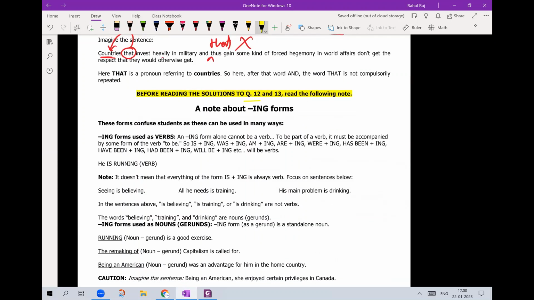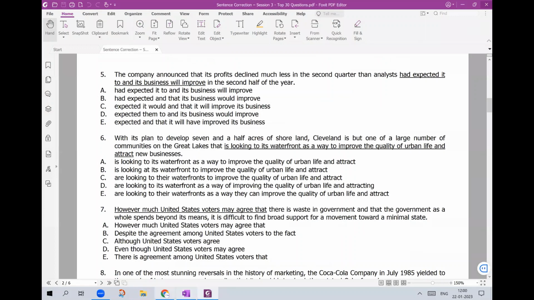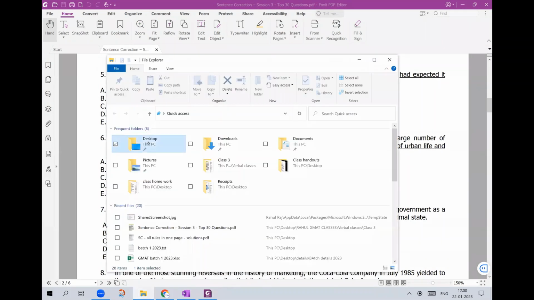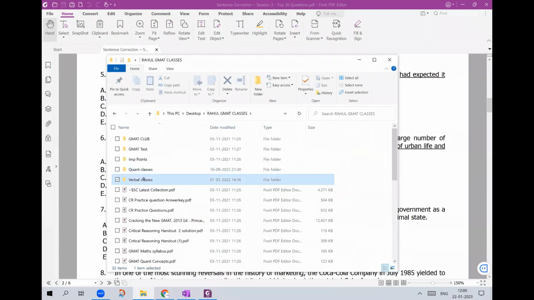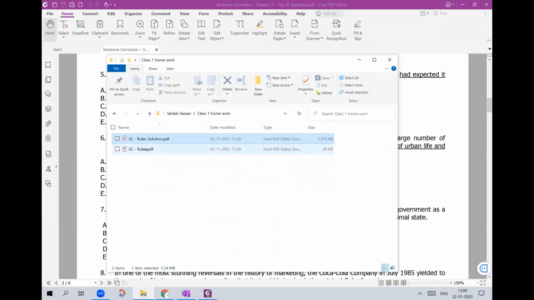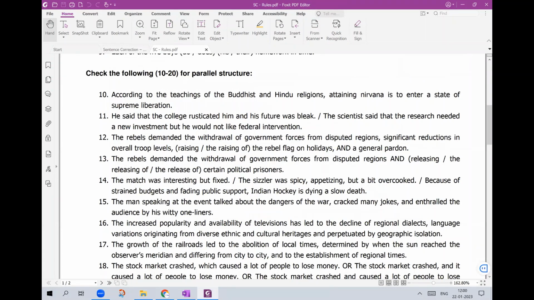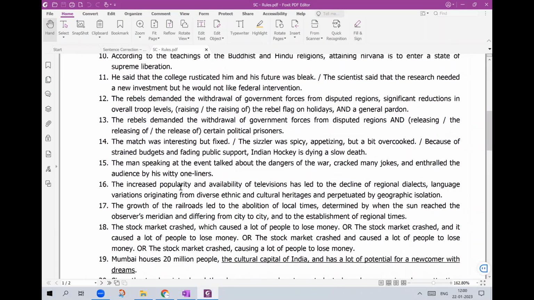It says before reading question number 12 and 13, read the following note. But let's understand what question number 12 and 13 are. That's also extremely important. One second, let me open the document. So come down to question number 12 and 13. See here. Then we'll go and read the theory part.